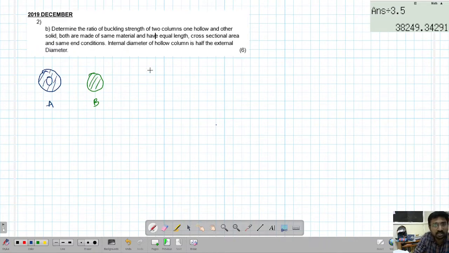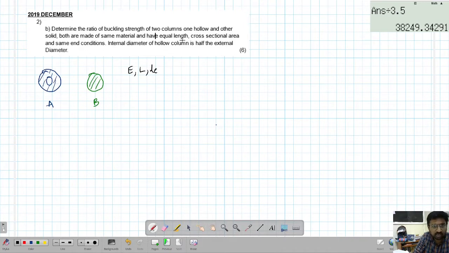Now, what is given? The material is the same, so both will have the same E. The E will be based on the material. Then the length is the same. Then the end condition is also the same, so the effective length is also the same. Effective length depends upon end condition. It may be that both are pinned, both are fixed, or one is fixed and the other is pinned. Whatever it is, it is the same for both cases. So since boundary conditions are the same and lengths are the same, the effective length also will be the same.